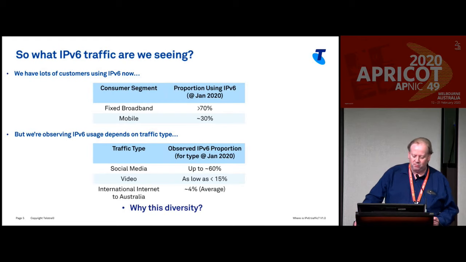Now, I'll go into speculation mode on the next slide, but when it comes to some social media traffic, we've seen up to about 60% of social media traffic using IPv6. But when it comes to video, I've seen figures for large video providers drop to below 15% in IPv6. And when it comes to international internet coming from outside of AS1221 into Australia, I'm only seeing about 4% on average. And obviously the question is, why have we got this variation? Why up to 60% for some, and why down to 4% for international?